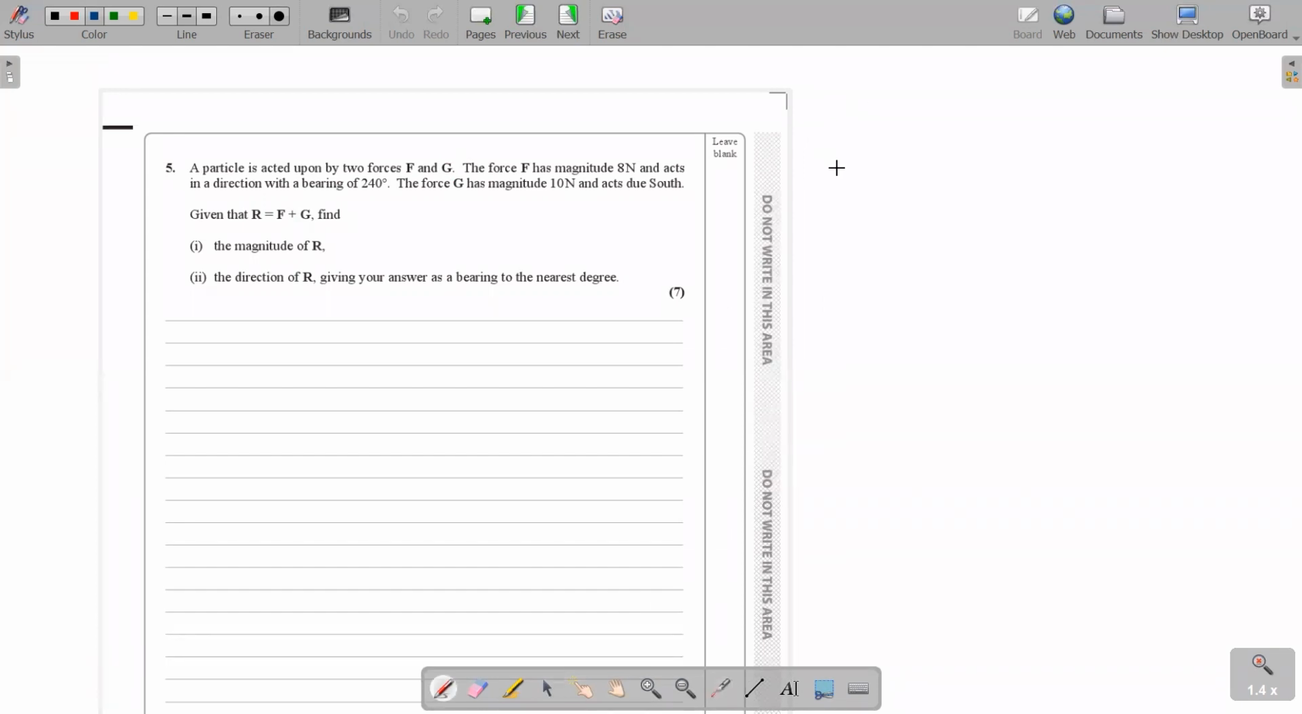Okay, so this is a basic one. Even the triangle method will work by using the cosine rule. Okay, so anyway, I will go in this method. Now they say the force F has magnitude 8 newtons and acts in a direction with a bearing of 240. Let's first mark force F. So this is the north. It's acting at an angle of 240 degrees. That means it's somewhere over here, right? It's somewhere over here. And the magnitude of the force is 8 newtons. Are you with me?